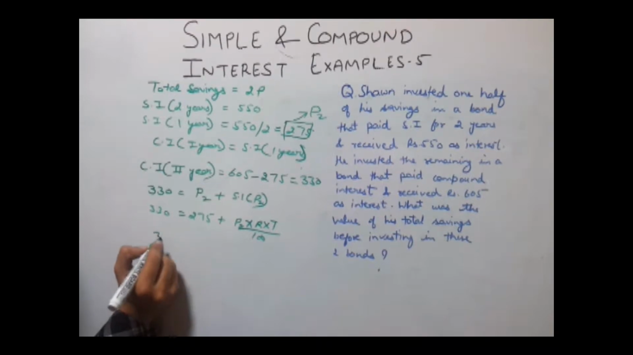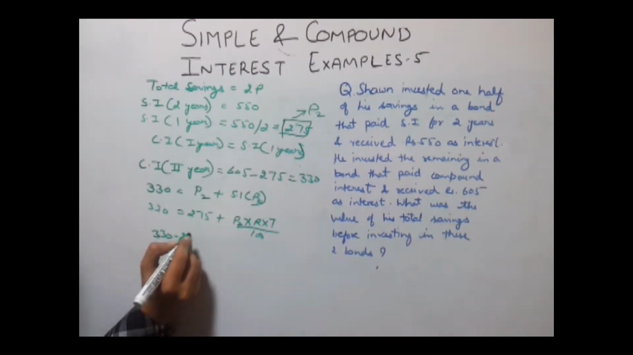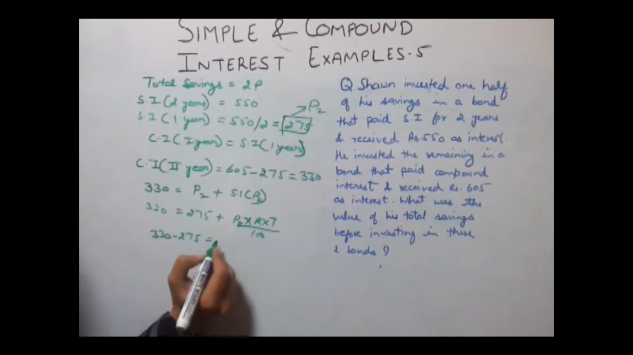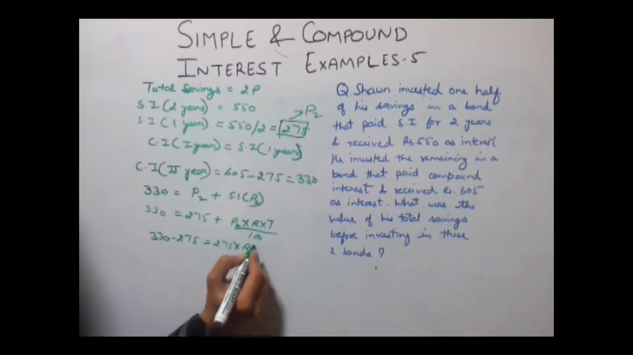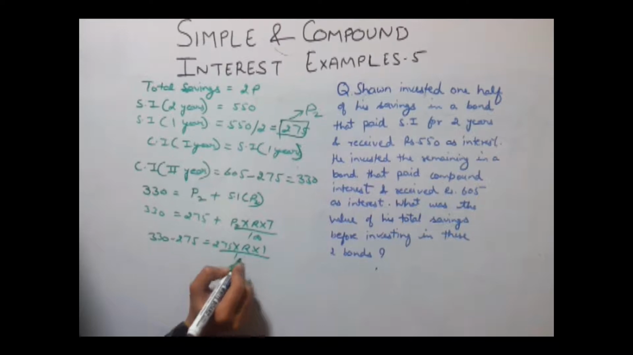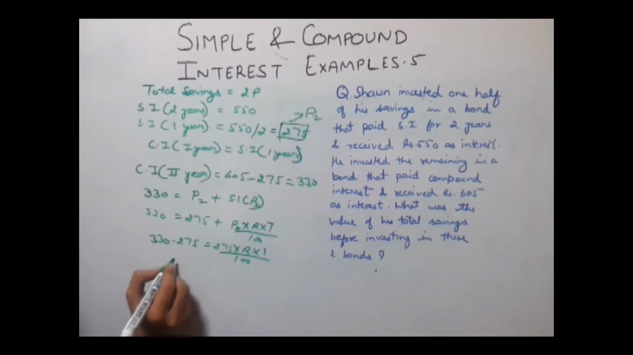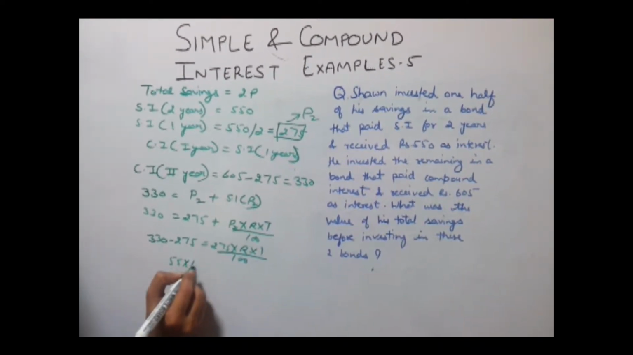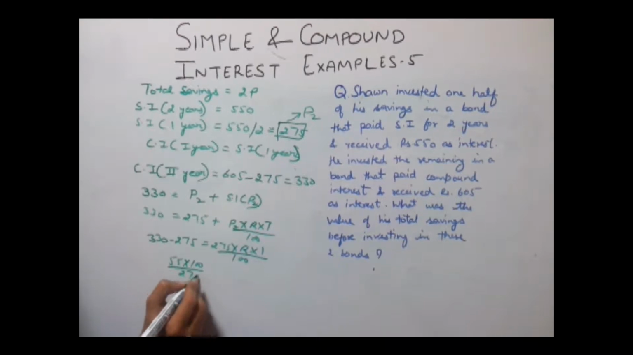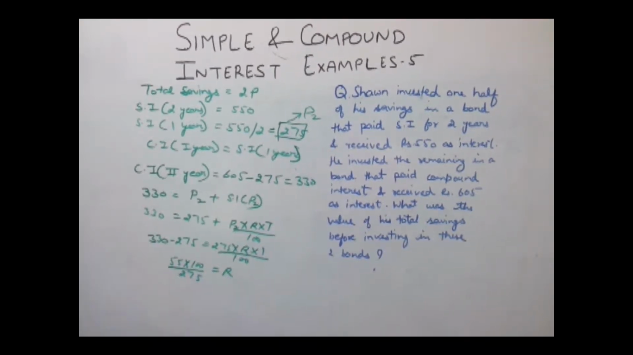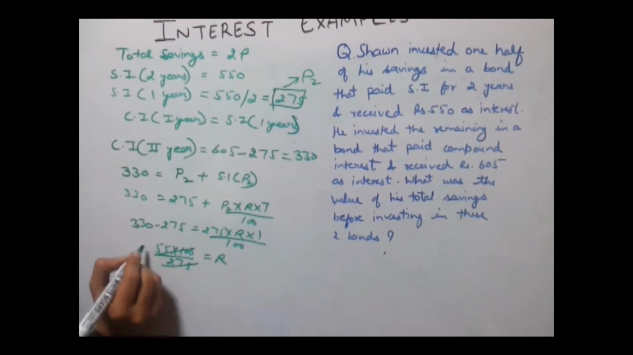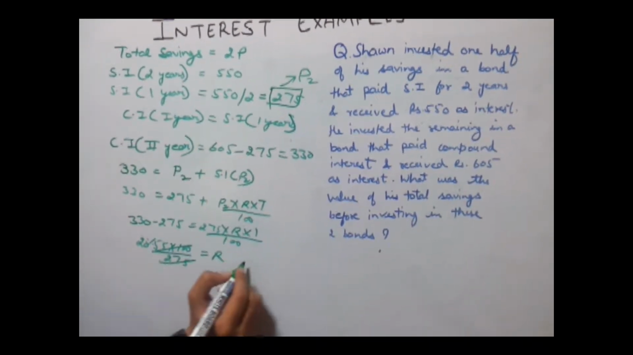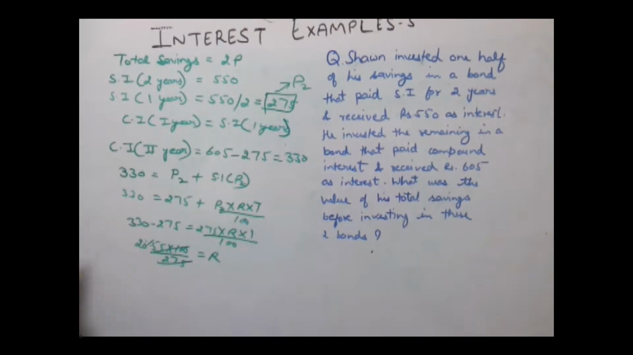Now 330 minus 275 is equal to P2, which is 275, into R. We need to find out, time is 1, upon 100. This we get 55 into 100 upon 275 is equal to R. After solving this you will get 20%. So value of R is 20%.